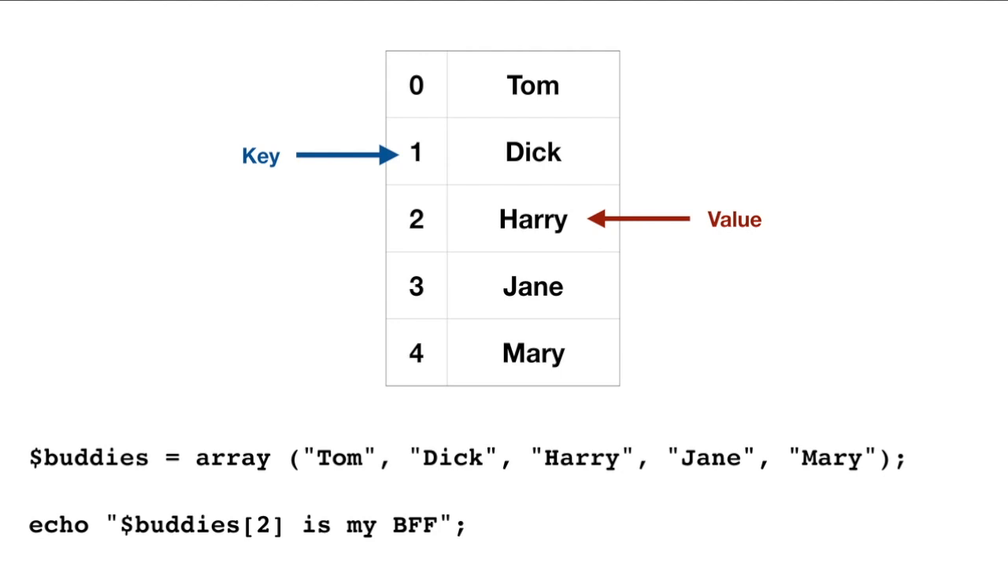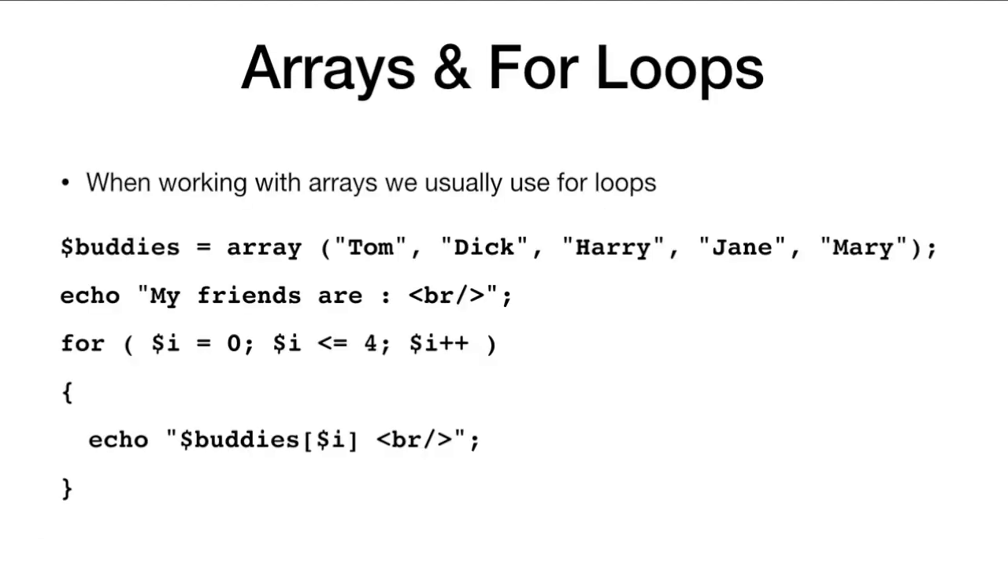Now it turns out that for loops and arrays work pretty well together. When we're working with arrays, we usually use for loops to count through the array. So in this example, once again we have the same array buddies: Tom, Dick, Harry, Jane, and Mary. I'm saying echo my friends are.